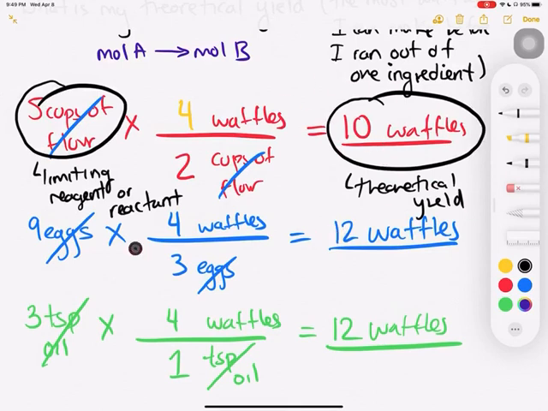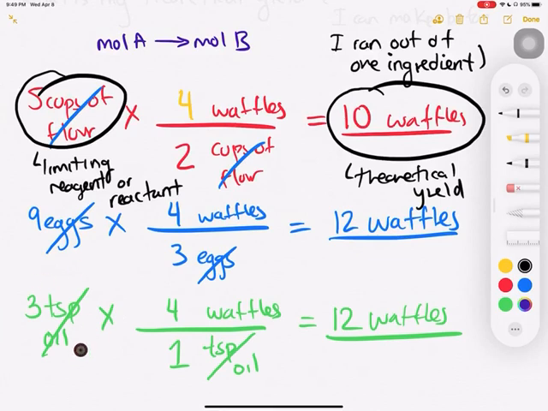I cannot make 12, even though I have enough eggs and enough oil, but I don't have enough flour to make 12 waffles, right? So this is the number that you care about. That's your theoretical yield, which means that with all these ingredients, you're not going to make more than 10 waffles. There's no way you can make more than 10 waffles, okay?